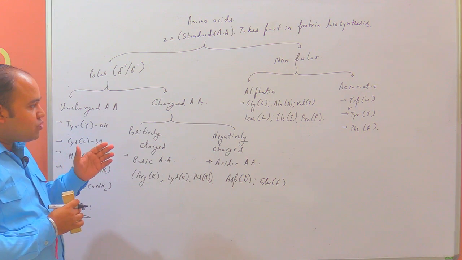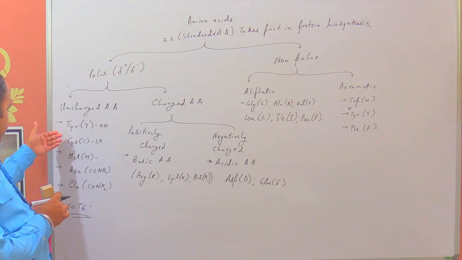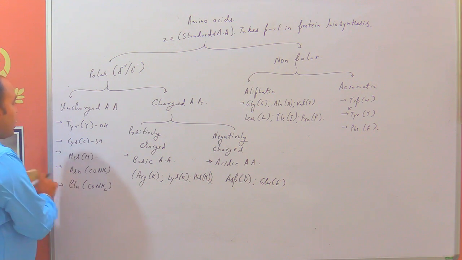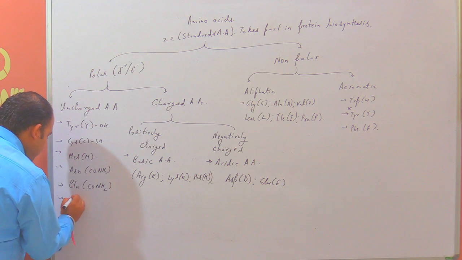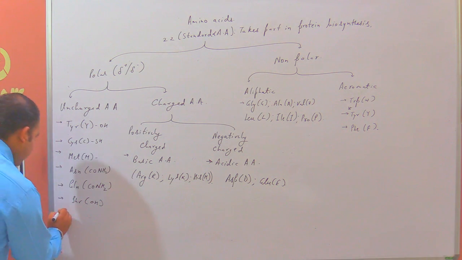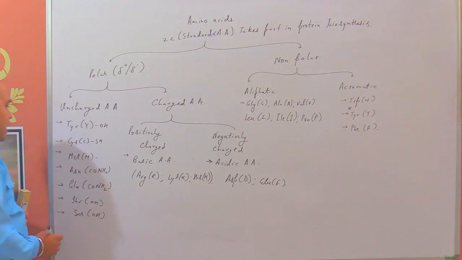Glycine, alanine, valine, leucine, isoleucine, proline, methionine. Where is methionine? Methionine, cysteine, threonine. Now threonine is also a polar and uncharged amino acid because threonine also contains a hydroxyl group. Serine is also a hydroxyl group containing amino acid.